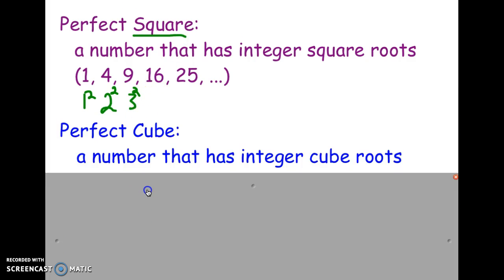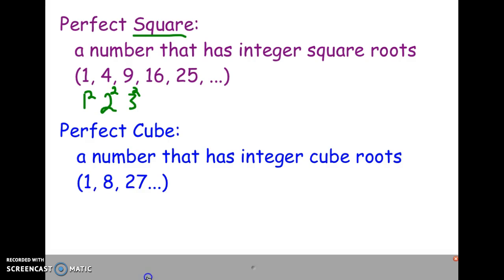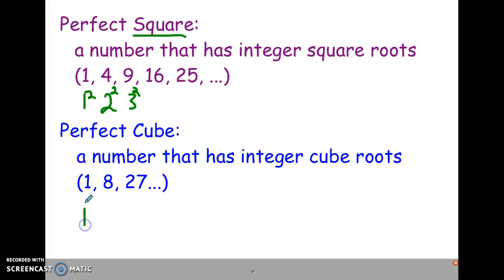We also have perfect cubes, and that's a number that has an integer cube root. So 1 cubed, 1 times 1 times 1 is still 1. 2 times 2 is 4. 4 times another 2 is 8, so 2 cubed is 8. 3 cubed, 3 times 3 is 9. 9 times 3 is 27. So each of these are the numbers cubed.